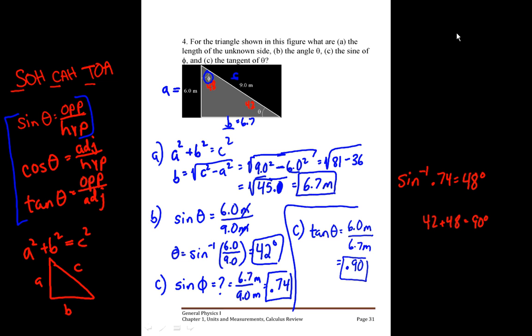And again, as a quick check, I can just do the inverse tan of 0.9. And that should give me my angle theta. If I put that in my calculator, I find that it does give me 42 degrees, which is what I want.